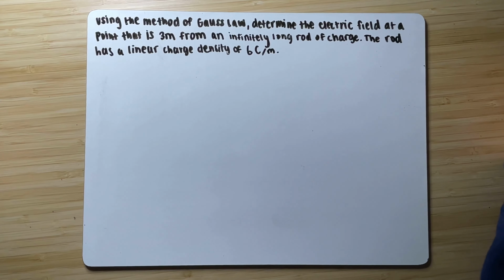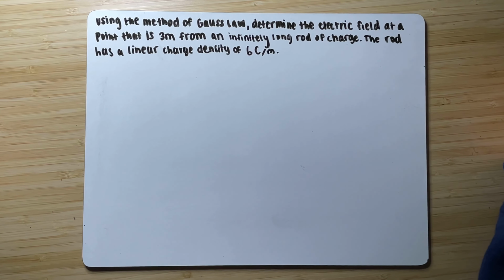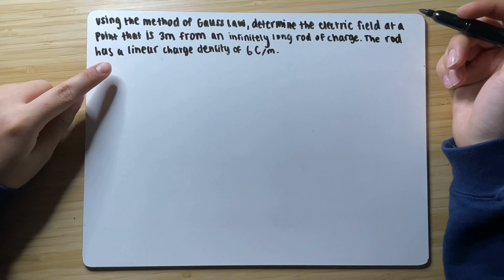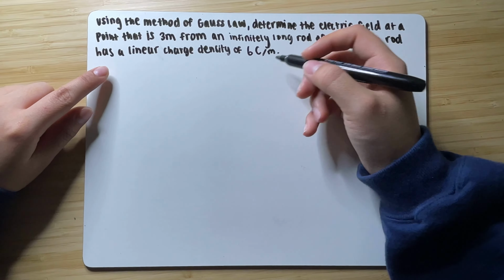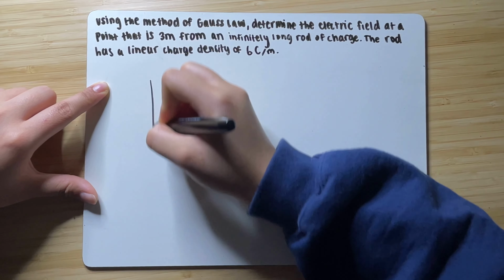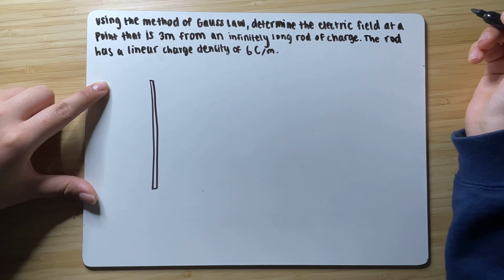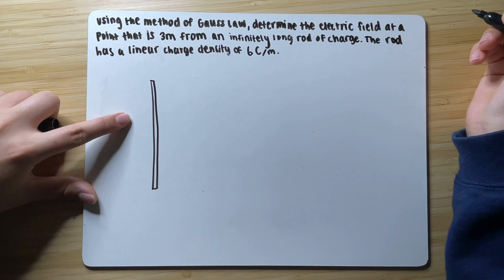Using the method of Gauss' law, determine the electric field at a point that is 3 meters from an infinitely long rod of charge. The rod has a linear charge density of 6 coulombs per meter. So, getting started with this problem, we want to draw our rod. So we have a rod right here.